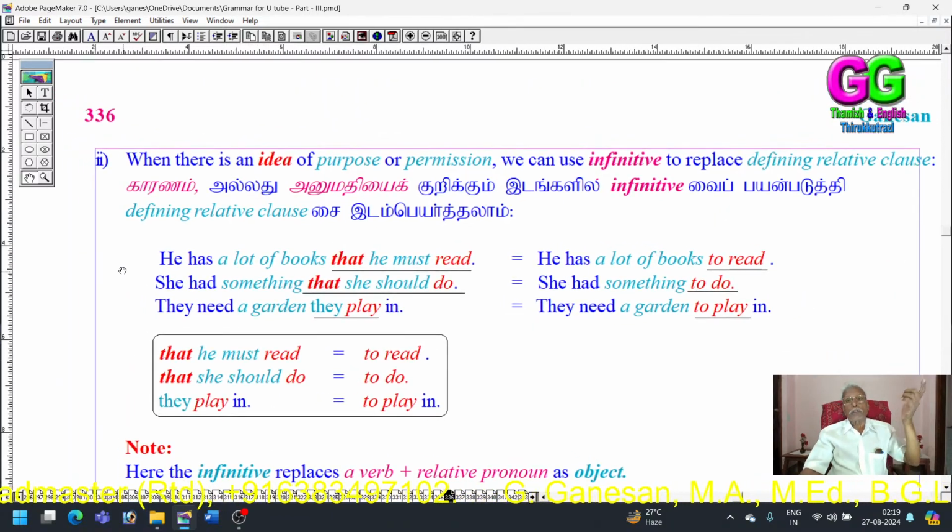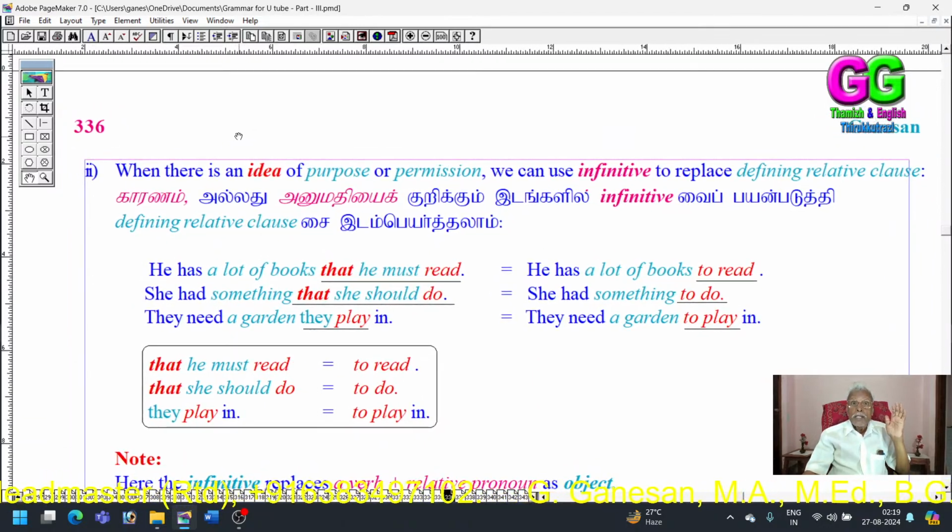Secondly, where can we use an infinitive? When the infinitive has an idea of purpose or permission. When there is an idea of purpose or permission, we can use an infinitive to replace a defining relative clause. That is, when the relative clause has an idea of purpose or permission, then that relative clause can be replaced by an infinitive.